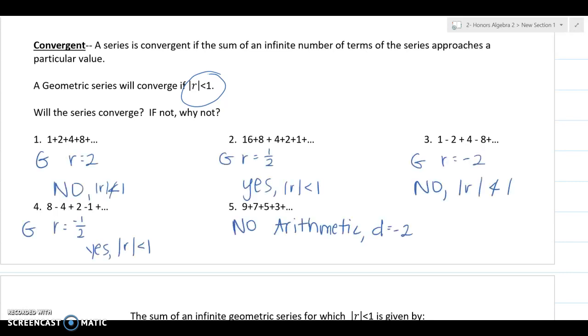Take a second through your answers here and compare. I'll go through number 1 with you. I found that it's geometric with a ratio of 2, so therefore it would not be a converging series because r is not less than 1. And then I'll let you check numbers 1 through 5.